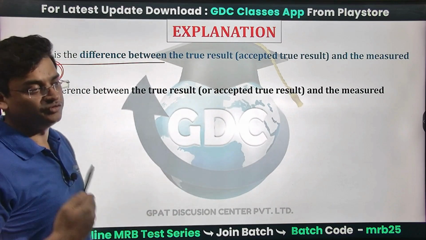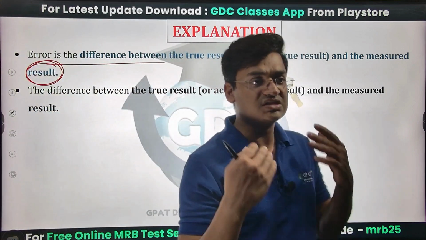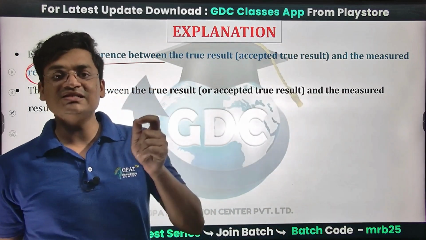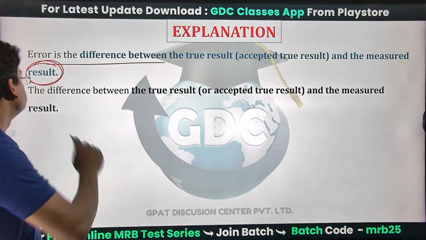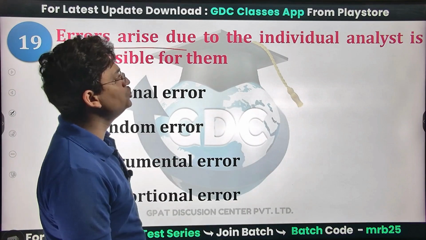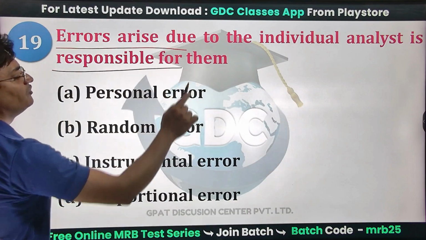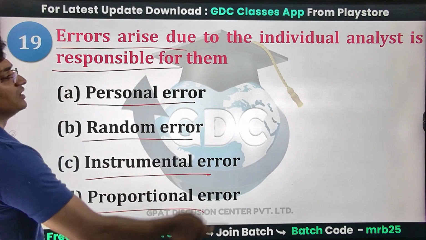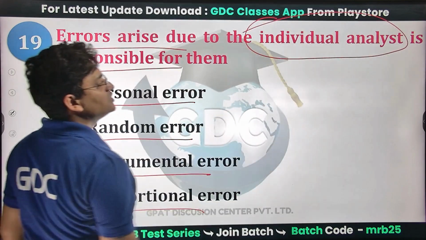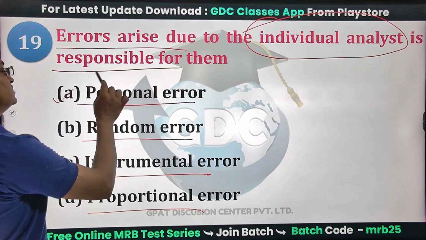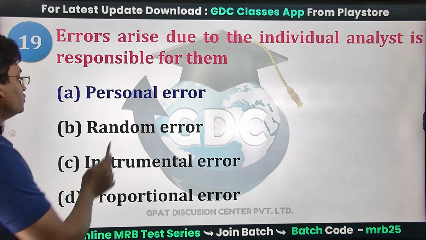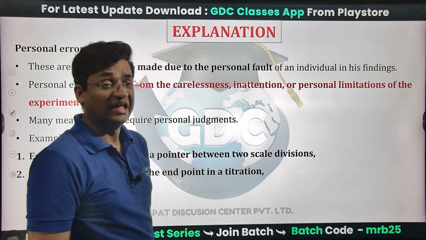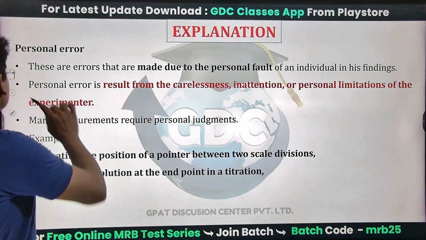If you are performing a reaction and you get a result that is not correct with the true value, these are some things that cause error. Error arising due to the individual analyst is responsible for them: personal error, random error, instrumental error, or proportional error. The error caused by the individual analyst's responsibility is personal error, and it can be corrected. Personal errors arise due to lack of proper attention and carelessness of the analyst.